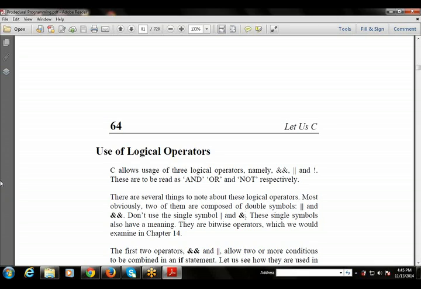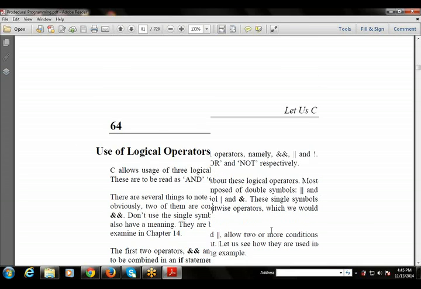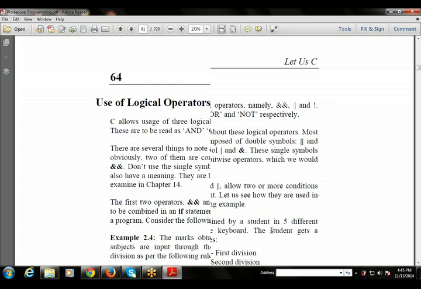That is the use of the logical operators in the C language. The next point says the single ones are bitwise operators, not relational operators. Single operators are bitwise operators. That will be discussed in chapter number 14.